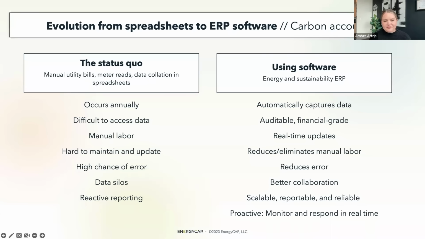And so unfortunately, it creates reactive reporting and doesn't give us the amount of time we need to actually go and make and activate the programs that will actually make an impact. Software, on the other hand, automates a lot of that manual processing. It's auditable, it's financial grade. You get some real-time data updates. It eliminates any manual labor and reduces error, creates better collaboration.